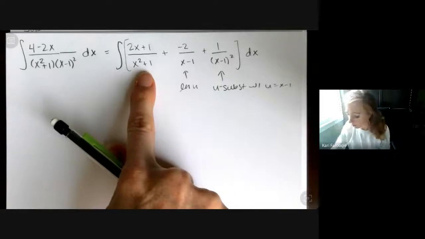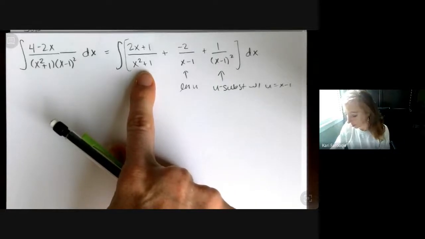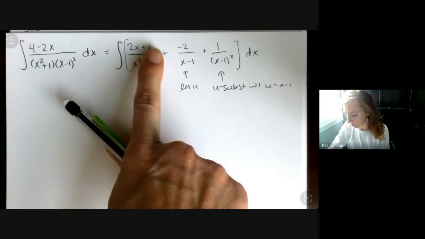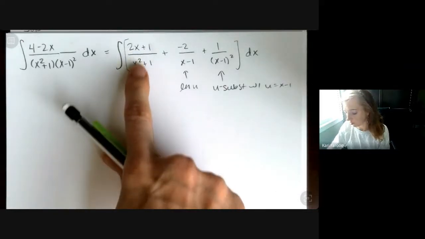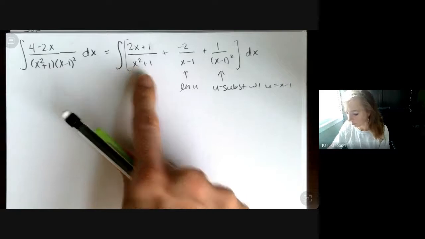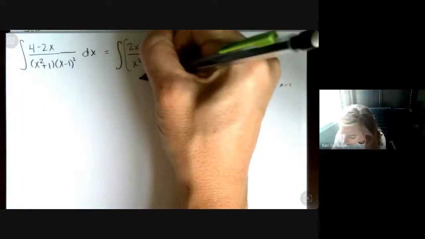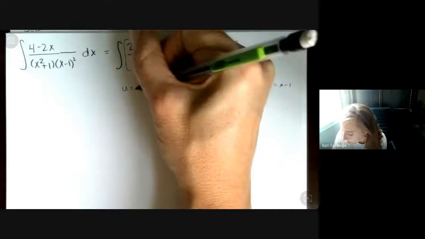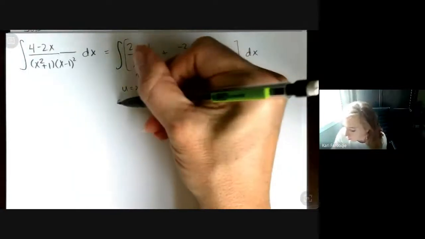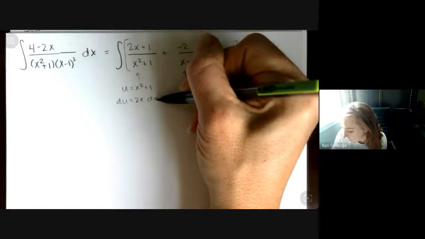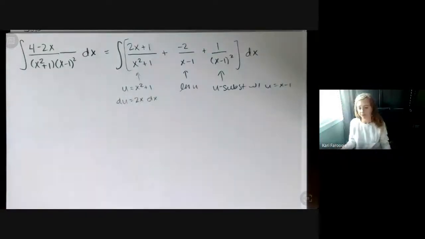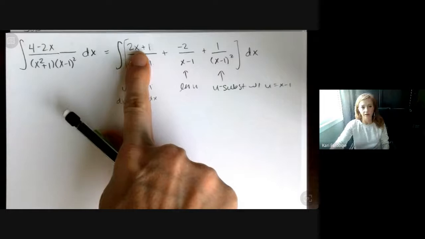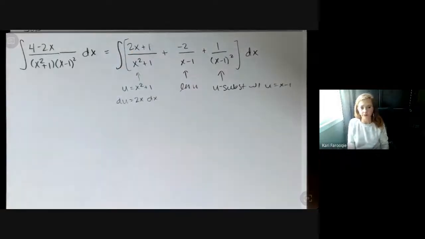So one thing you might want to notice is that if this was just 2x instead of 2x plus 1, you would have something close to du over u. Let's say you wanted u to be x squared plus 1, and then du would be 2x dx. Well, you've got a 2x dx already. And if this plus 1 is bothering you, don't freak out about it. Just split it off into another integral.